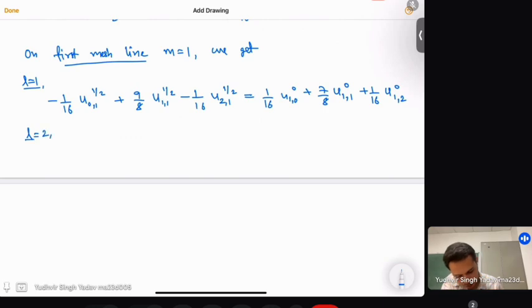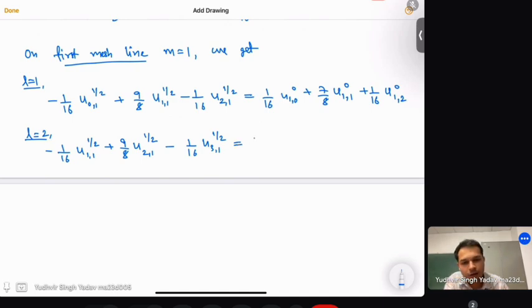Similarly, for l equals to 2, one will have minus 1 by 16 u_1,1 half plus 9 by 8 u_2,1 half minus 1 by 16 u_3,1 half, and on the RHS you will have 1 by 16 u_2,0 0 plus 7 by 8 u_2,1 0 plus 1 by 16 u_2,2 0.